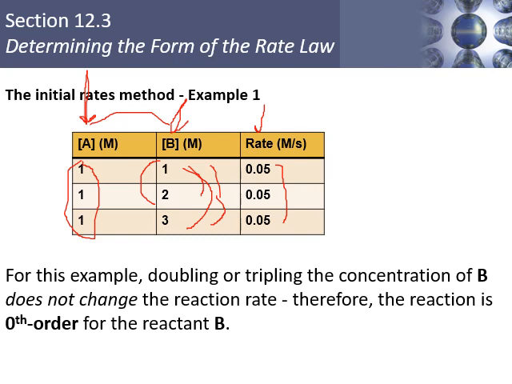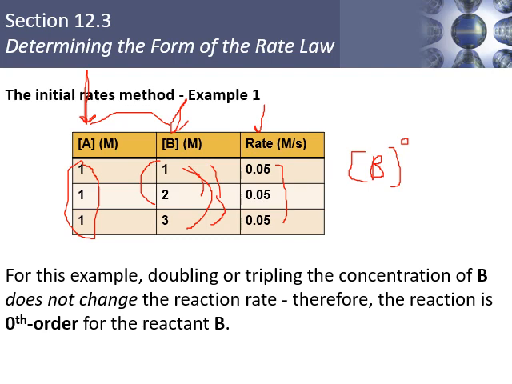So when we have a case where the reactant doesn't matter, we just say it's 0 order. In other words, it doesn't affect the rate at all. So for example, here we would say that the reaction is 0 order in B. Let me just write that. This is how we would write this. So the order for the concentration of B would be 0. So you put a 0 there.